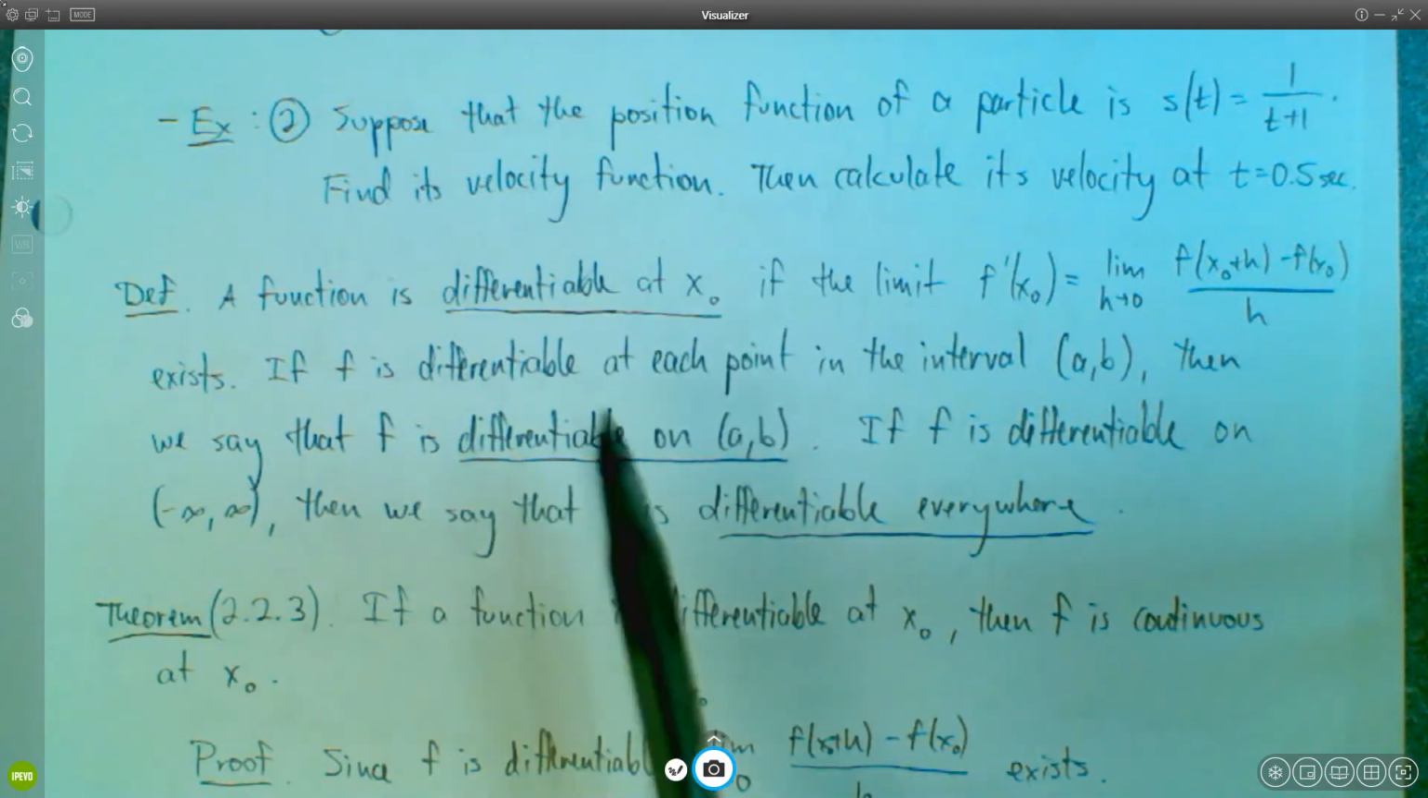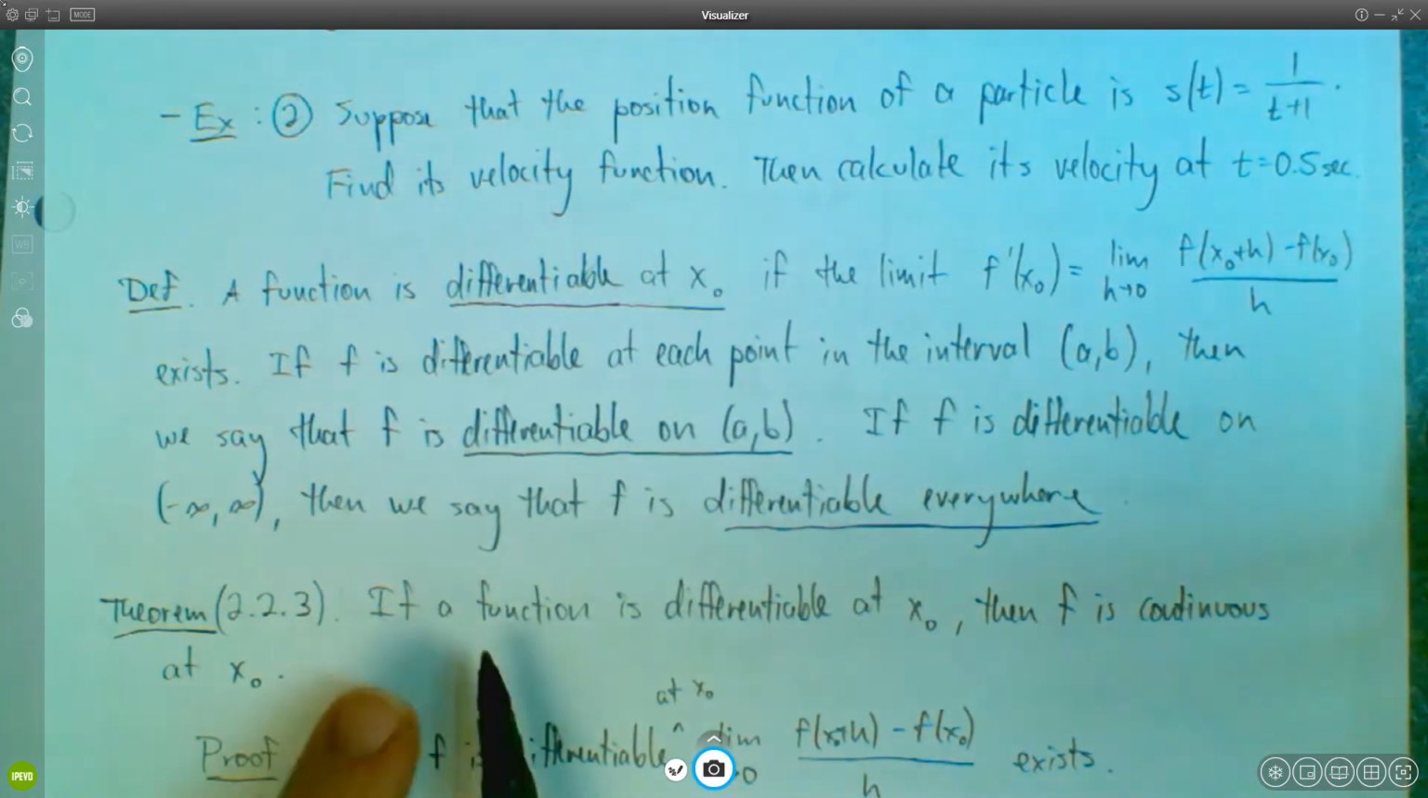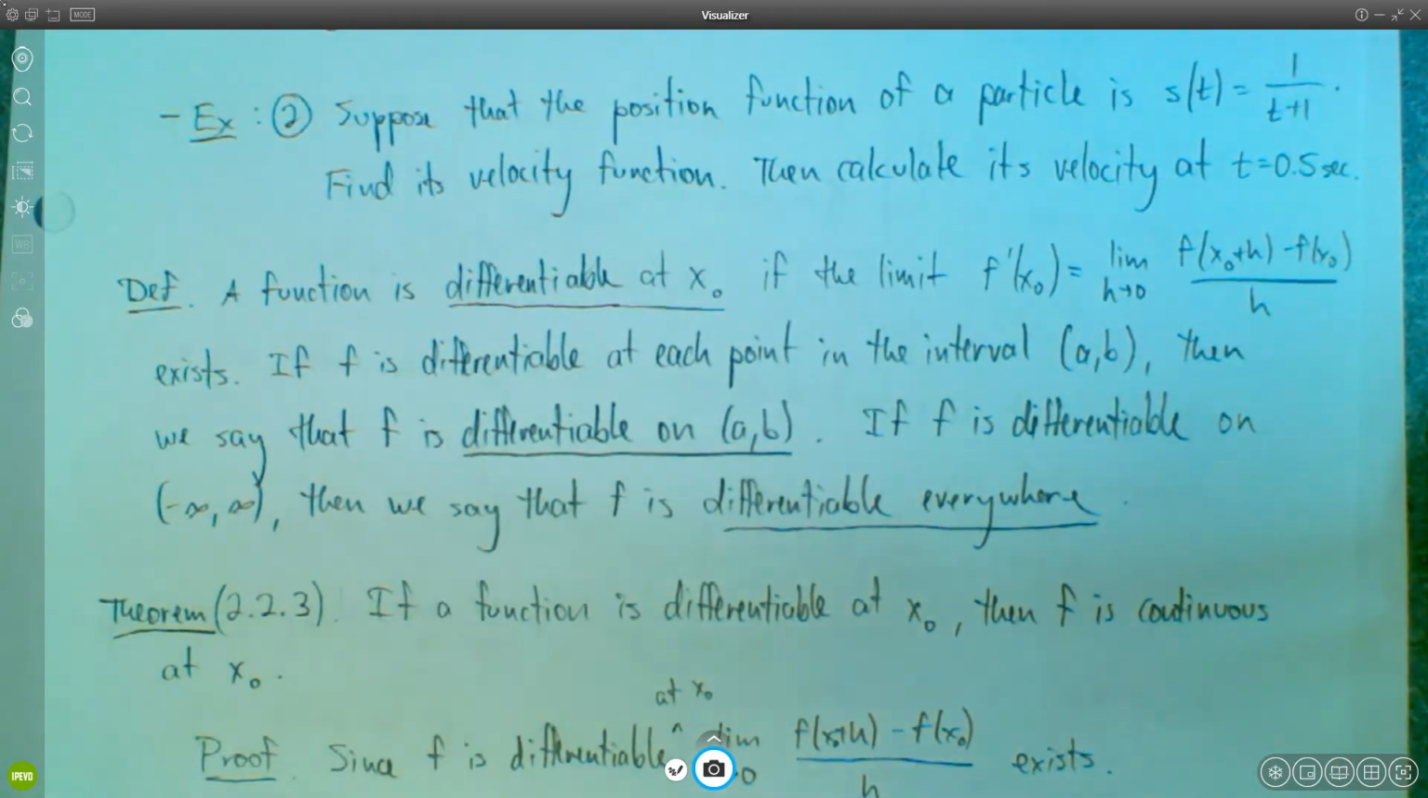But anyway, this is what it means for a function to be differentiable. Basically, if its derivative exists at x naught, then it's differentiable at x naught. And if its derivative exists everywhere within a certain interval, then it's differentiable on that interval. Now, that leads us to consider the following: what is the relationship between differentiable functions and continuous functions?